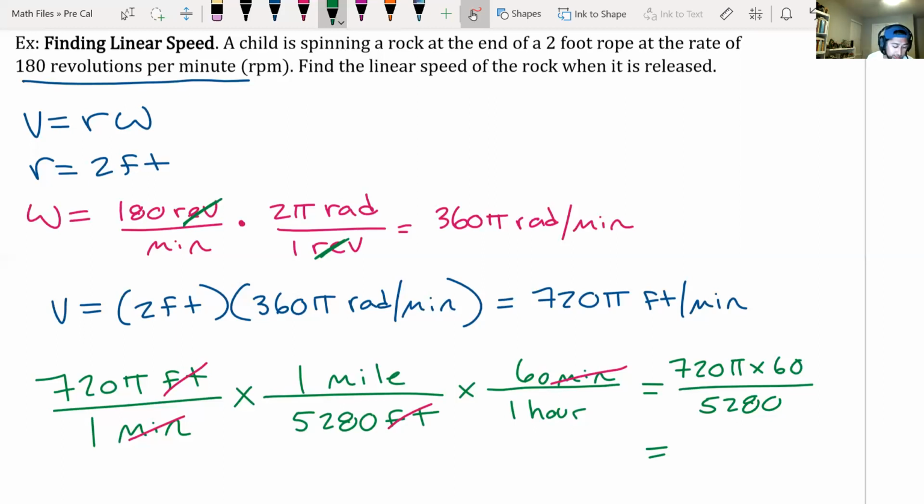But now, who's got the number? How fast are we spinning this rock? 25.7039398.